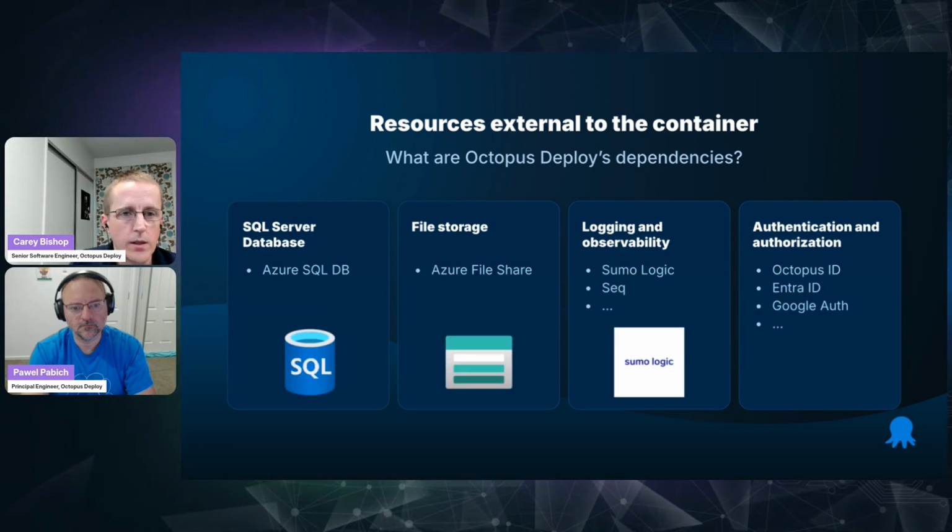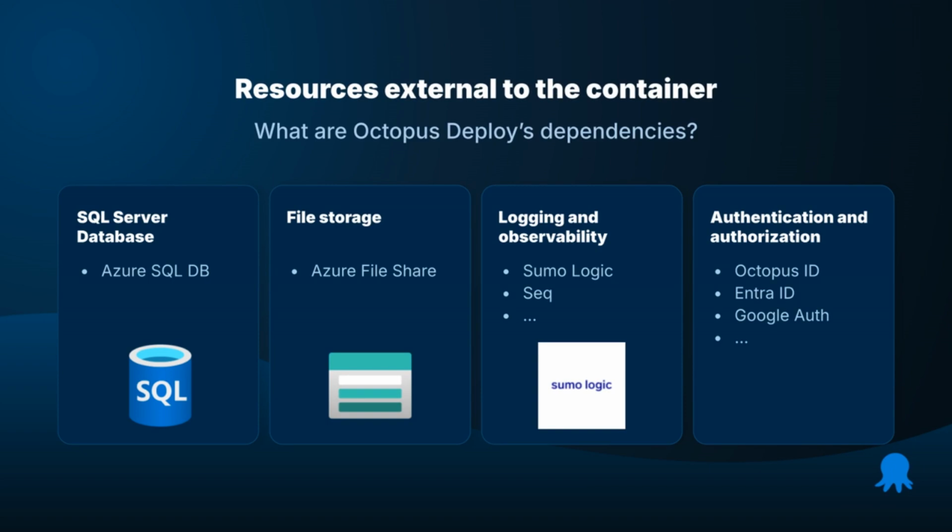So we deploy Octopus Cloud in Azure, and so we use a lot of the Azure resources to provide this functionality. We use Azure SQL DB for our SQL Server databases. We use Azure File Share for the file storage. We use a couple of third-party tools, Sumo Logic and Seq, for logging and observability. And yeah, we've got the various authentication and authorization providers hooked up there.